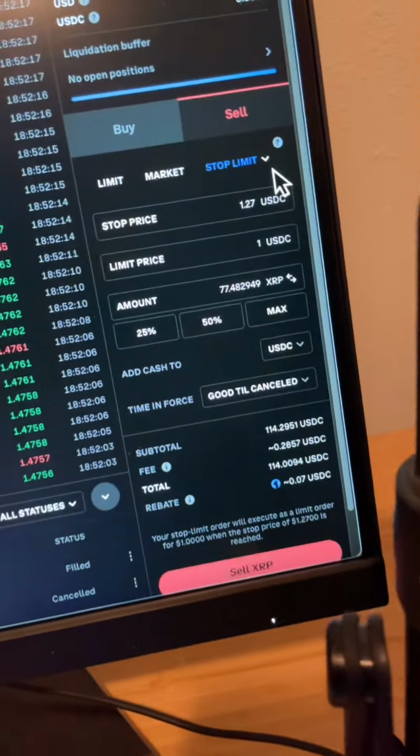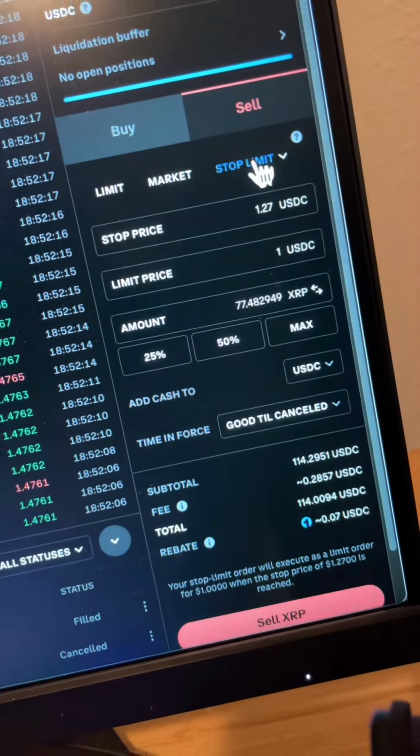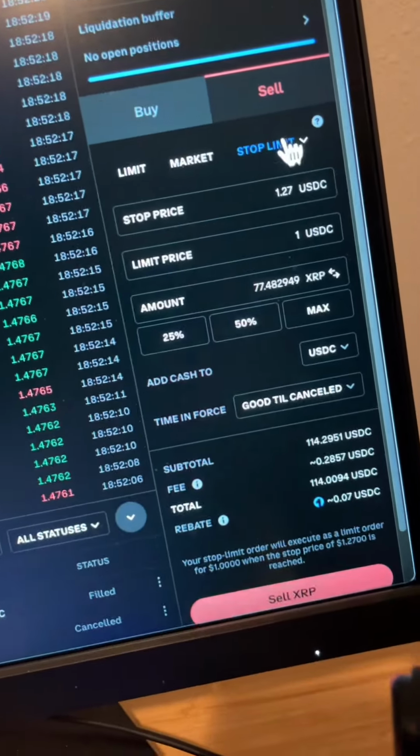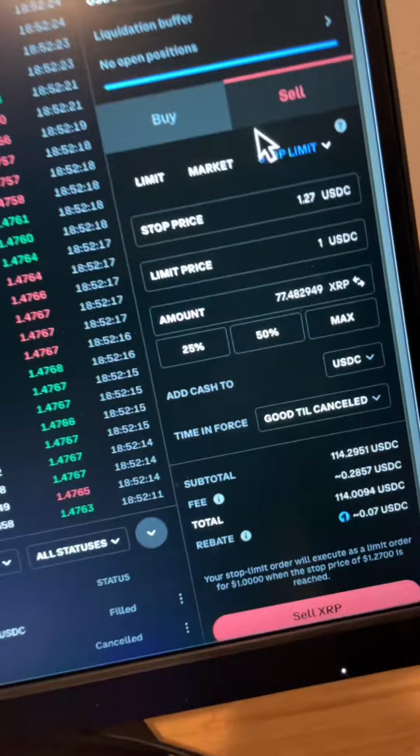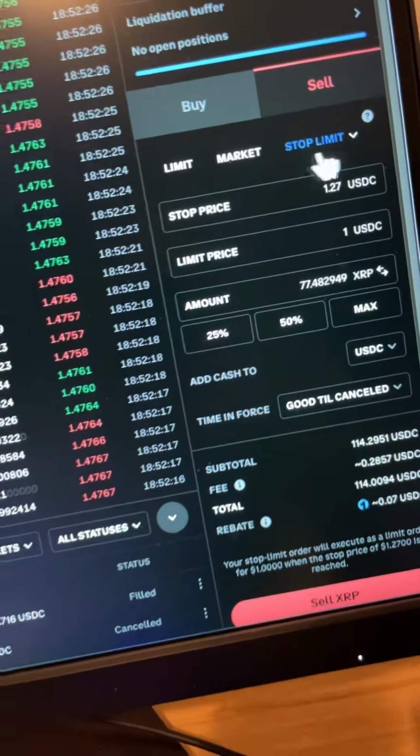So that's how you set a stop loss order. Again, I use a stop limit for crypto here on Coinbase. It's going to vary for every single platform, but most brokerages do have that stop limit order. This is how you do it in Coinbase.